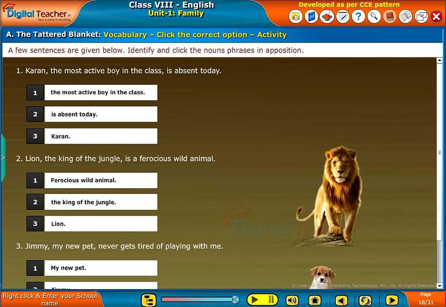Let us do an activity to understand the noun phrases in apposition better. A few sentences are given below. Identify and click the noun phrases in apposition.